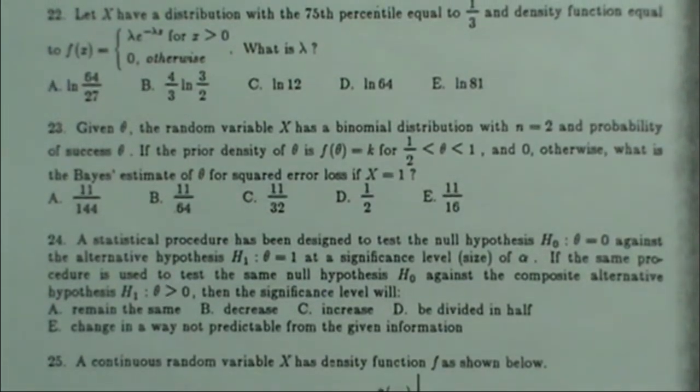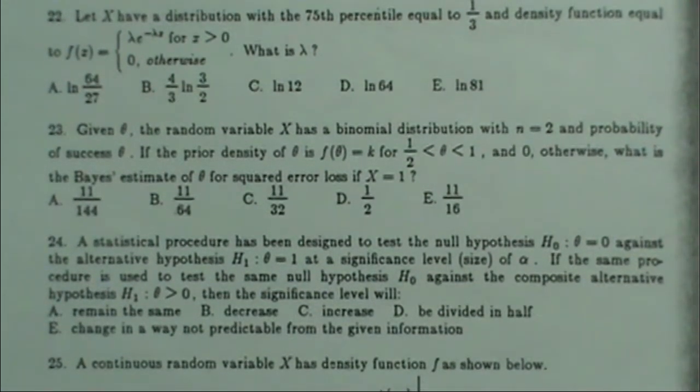Number 23, given theta, the random variable x has a binomial distribution with n equal to and the probability of success theta. If the prior density of theta is f of theta equal to k for theta between 1/2 and 1 and 0 otherwise, what is the Bayes estimate of theta for squared error loss if x equals 1?